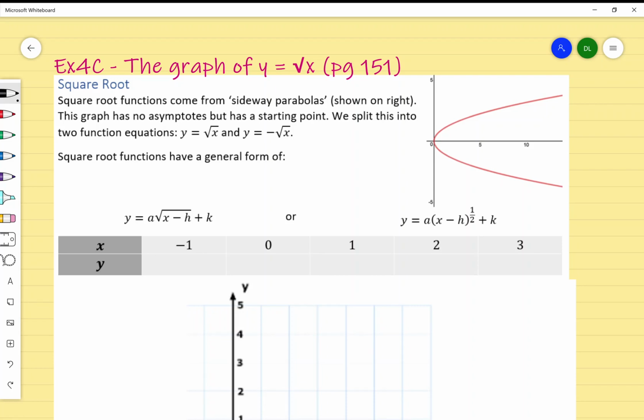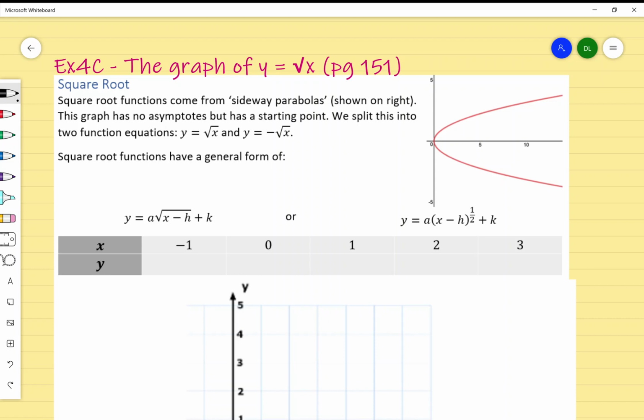Year 11, this is exercise 4C on the graph of y equals the square root of x on page 151 of your textbook. Now we've been looking at the idea of the rectangular hyperbola and also the truncus over the last few sessions. This function is slightly different, and it's very important for us to be able to distinguish this type of function from the others.